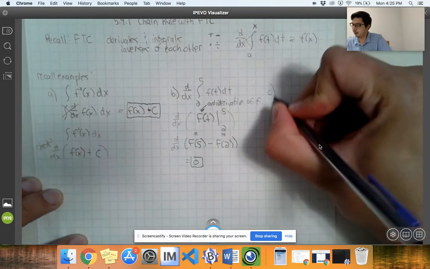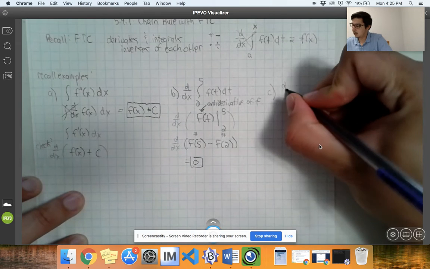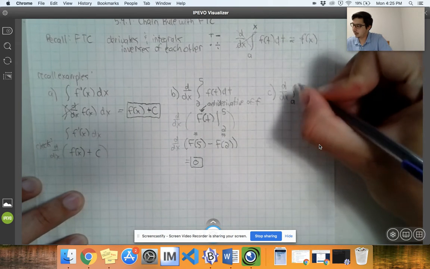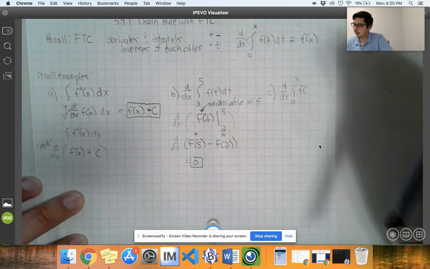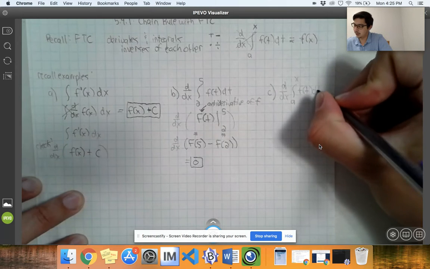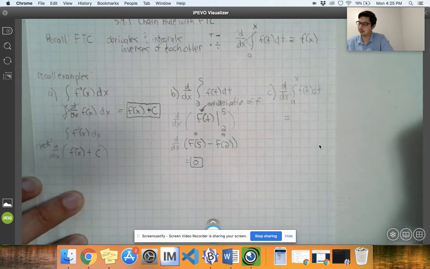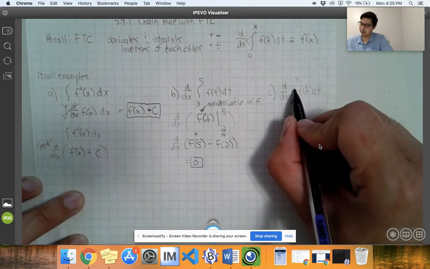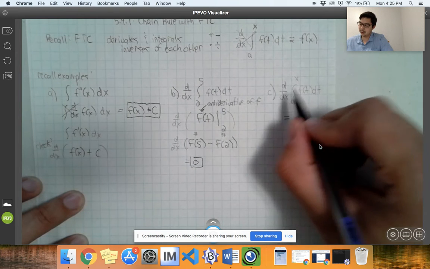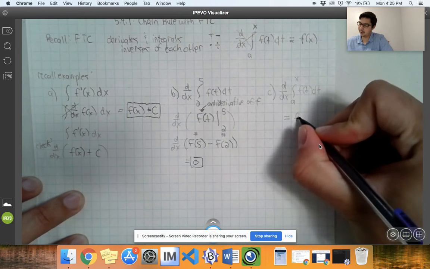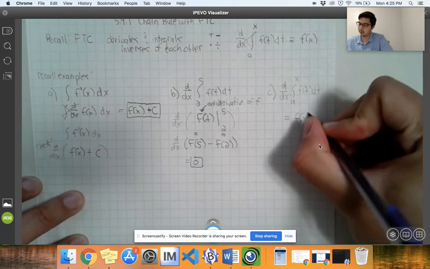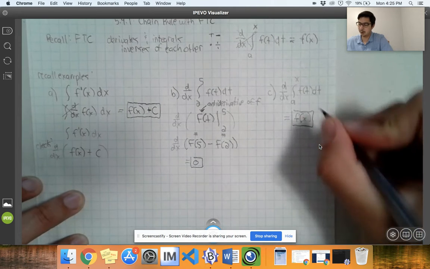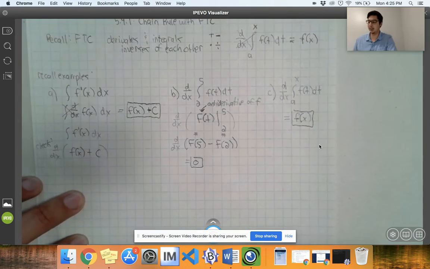And then the last example I'm going to do, part C, is the derivative of the integral from a to x of a function f of t dt. Well, this is actually the fundamental theorem of calculus, which means the derivative and the integral are just going to cancel each other out, and we're just going to be left with the same function f, but in terms of x. All right, there's no plus c here because the derivative was on the outside.